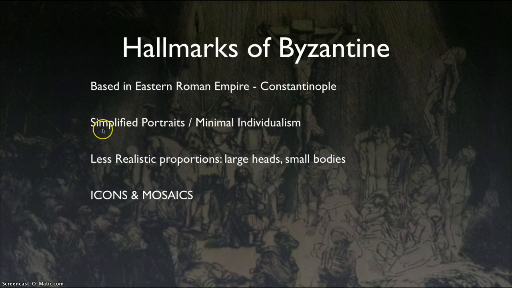The artwork of this time is very simplified. The portraits are not about who that individual is. It's not made to look like them. It's very minimal in the individualization. It's just about the story and representing a person, not that person. And one thing that happens is the proportions get all out of whack. Large heads, small bodies, big arms, small legs. It just is not the same craft as it was during the classical period with the Greeks and the Romans. Okay, and some of the main forms of artwork here are the icons and the mosaics.